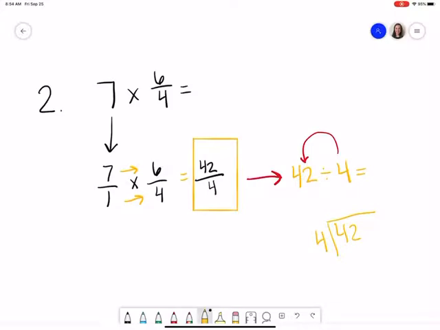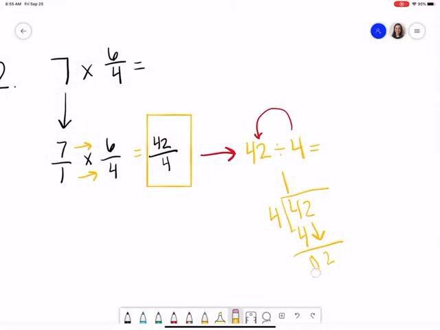I'm going to ask myself, how many times does 4 go into 4? Goes in one whole time. 1 times 4 is 4. 4 minus 4 is 0. And I'm going to bring down the 2. All right, so now how many times? We've got a 0 and a 2, which means I can take away my 0, right? Because it's in front.